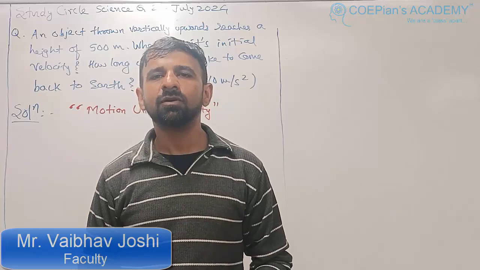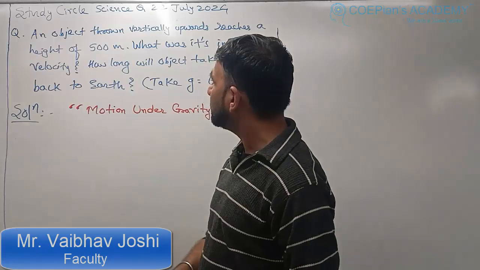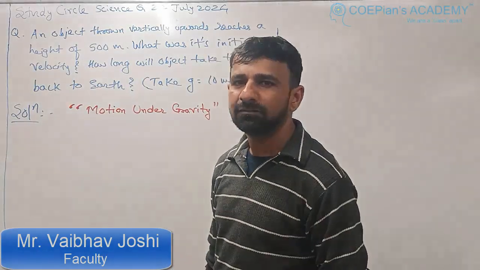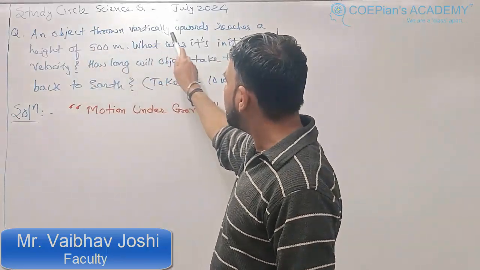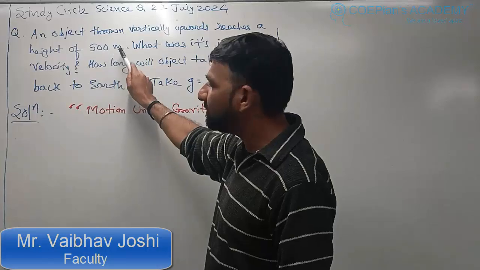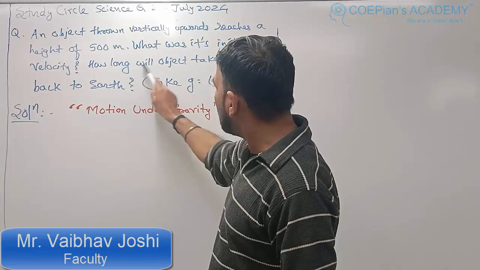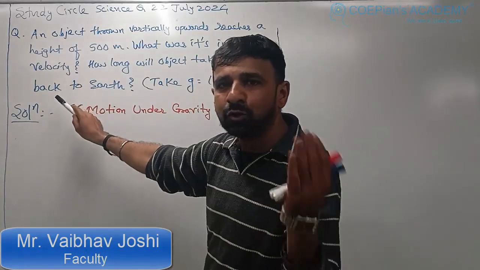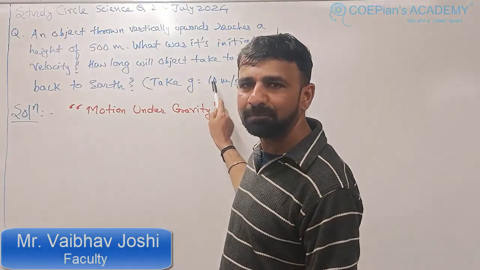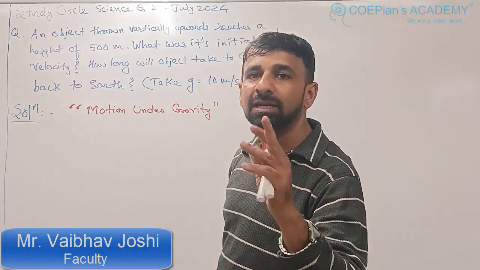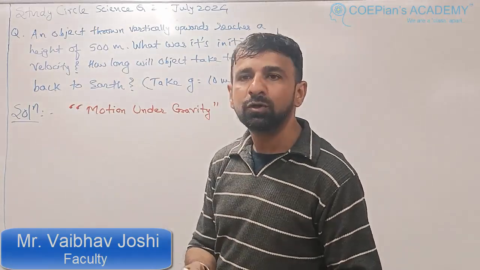Myself Vaibhav Joshi from COEPians Academy, and today we are going to discuss the Study Circle science question asked to you on 22nd of July 2024. The question reads like this: an object thrown vertically upwards reaches a height of 500 meter. What was its initial velocity? How long will the object take to come back to the earth? You may take g as 10 meter per second square. Remember, this question is related to the topic motion under gravity, that is gravitation. Okay, so we are going to solve this.